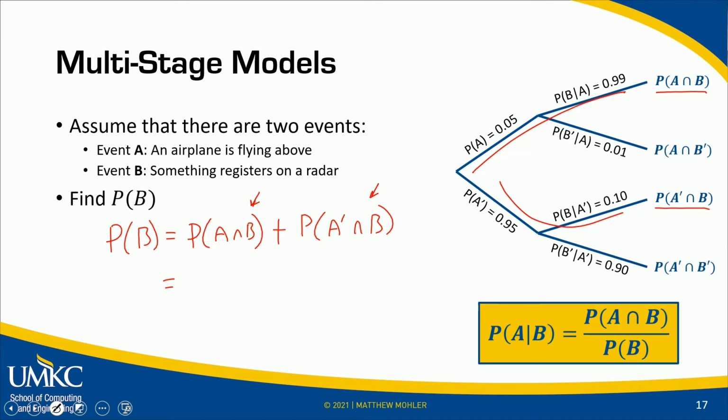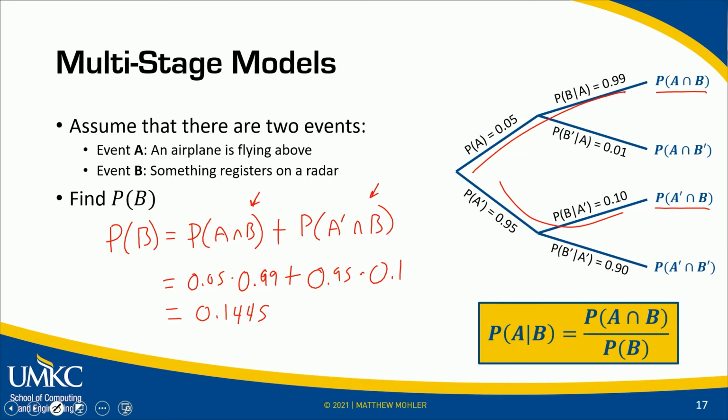So the probability of B is equal to, if we look at A intersected with B, that is 0.05 multiplied by 0.99, plus, on the lower path, 0.95 multiplied by 0.1. And if we add all of these together, we'll find that that is equal to 0.1445, or a probability of just under 15%.